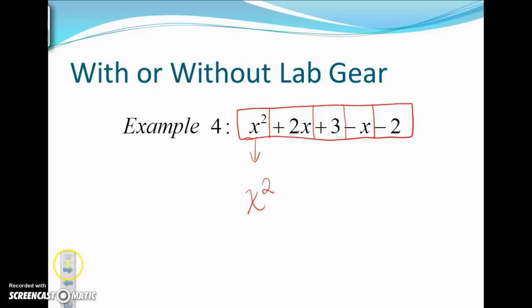Now, I'm going to find like terms. 2x is a like term with negative x. And I'll put an invisible 1 right there, as you know. Now, 2x minus 1x is going to give you positive 1x. So I'm going to just bring it down, positive 1x. And then you can take care of the rest. 3 minus 2 is going to give you positive 1. Let's do another example.